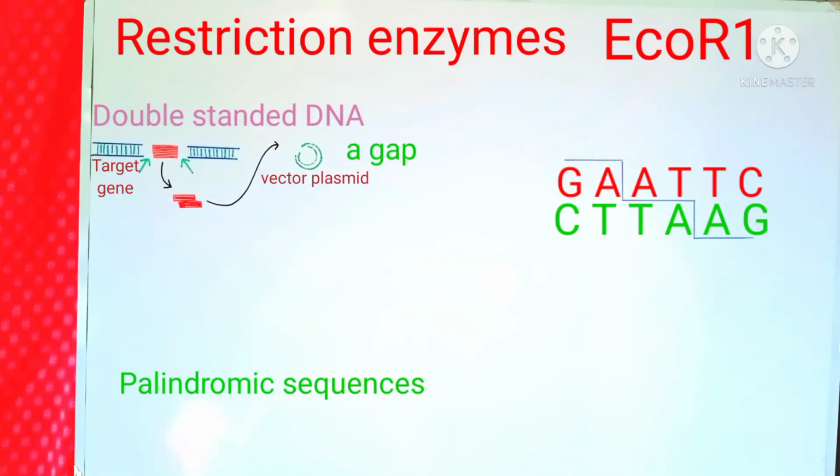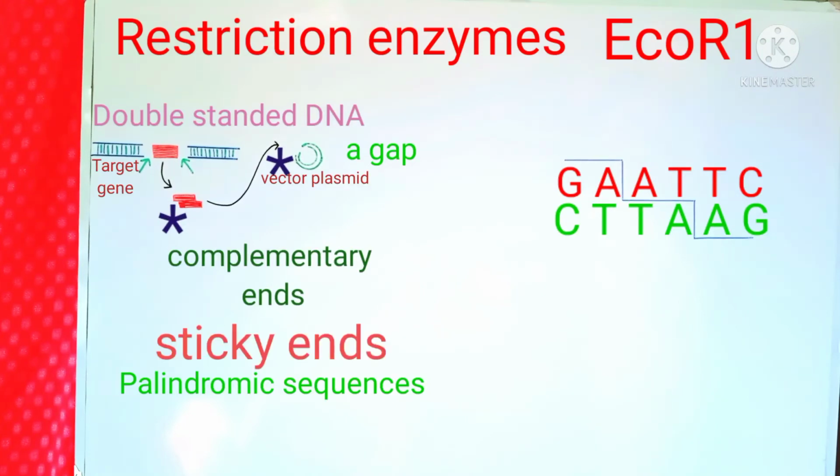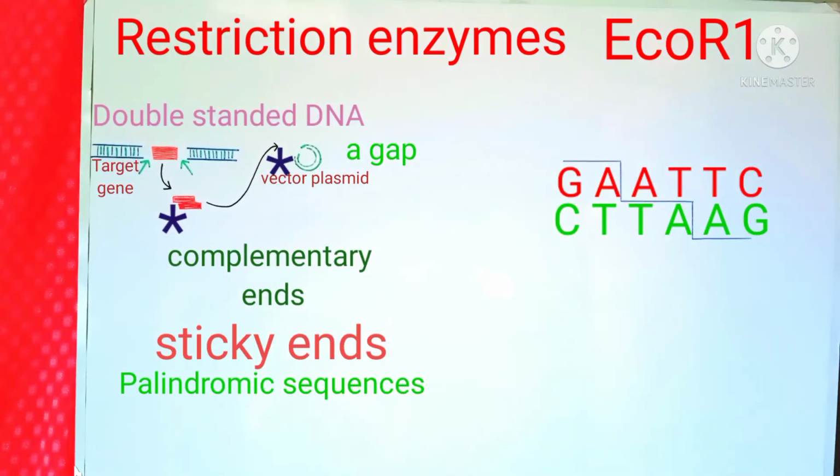These two separate DNAs are present singly, this and this. So the complementary ends of these two DNA molecules are known as sticky ends because they can bind by complementary base pairing. The restriction enzyme EcoR1 helps the insertion of foreign DNA into the vector DNA.